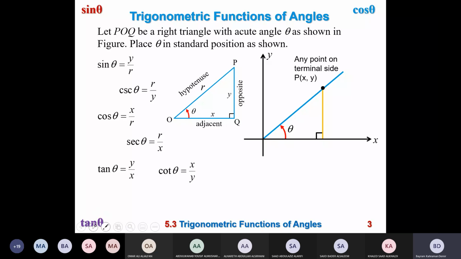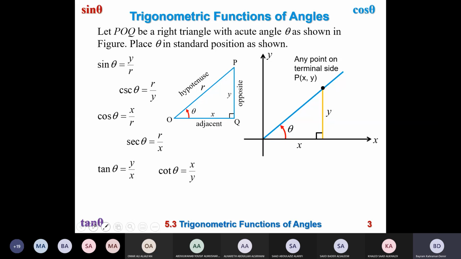And clearly, Shabab, from the coordinates of the point, we see the adjacent side is x and the opposite side is y. So if we are given the point x, y, we know the adjacent side and the opposite side of the triangle. By using the Pythagorean theorem, we can calculate r: r squared equals x squared plus y squared.